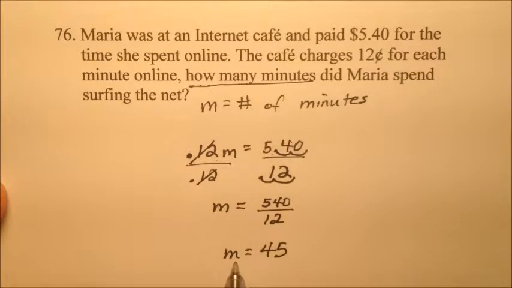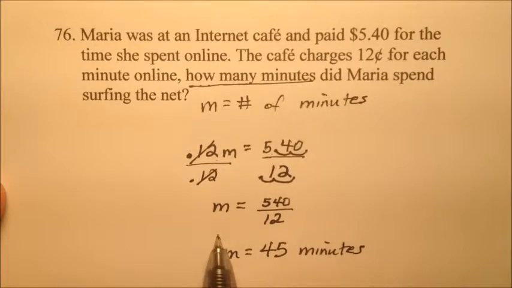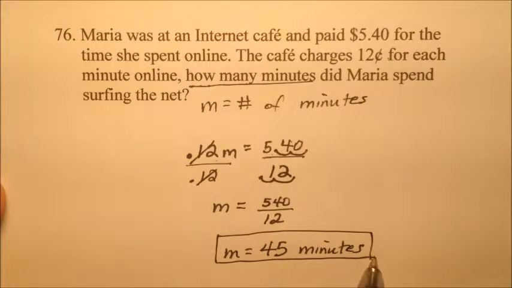And what does this 45 mean? We'll go back to M. It's the number of minutes. So we can say 45 minutes that Maria spent online at the internet cafe. So there's the answer for number 76.